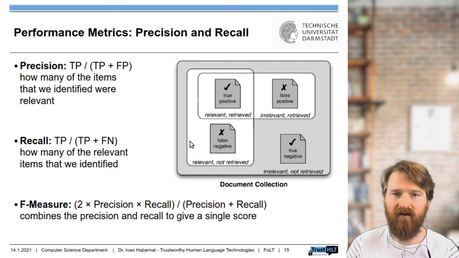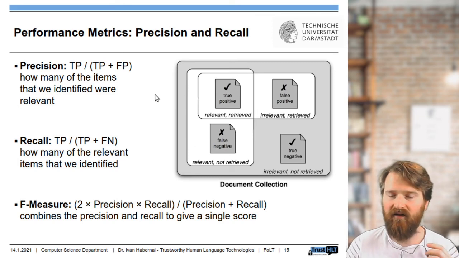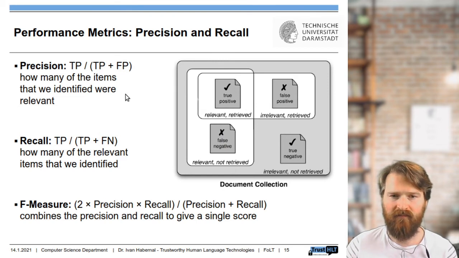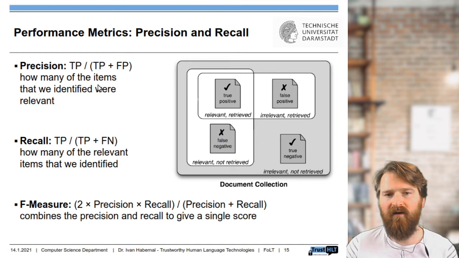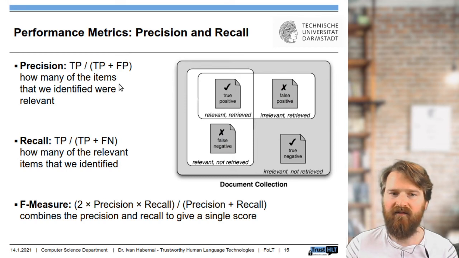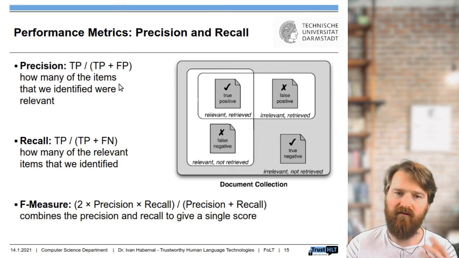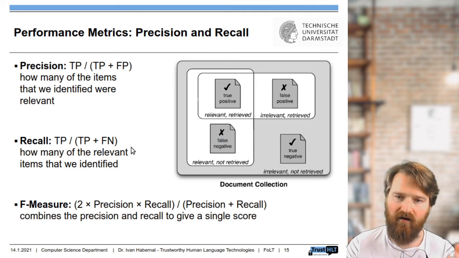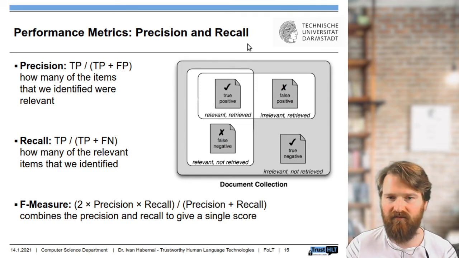Based on these true negatives, true positives, false negatives, and false positives, we have two metrics. One is called precision: how many of the items that were identified were actually relevant, so how precise the algorithm is. The other is recall. We are retrieving some documents, and we are interested in how many of the relevant ones were retrieved. These correspond to different views on the confusion matrix.